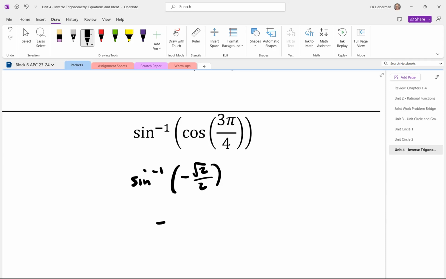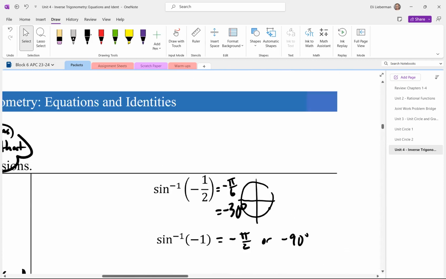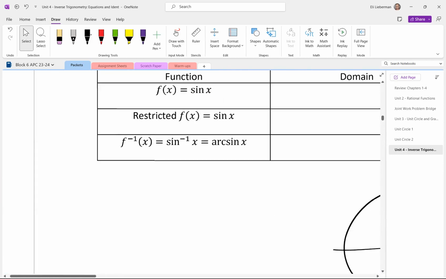Good question. Is it okay to say 315 degrees? No, because that's not in the domain. Instead of degrees, it would have to be -45 degrees, which is great. So maybe I need to adjust something up here to make this perfectly clear.